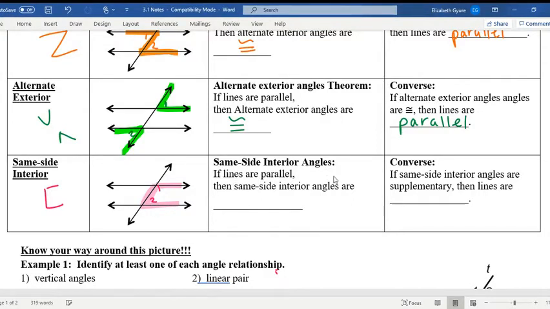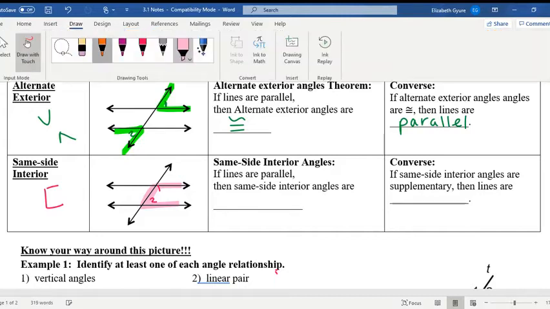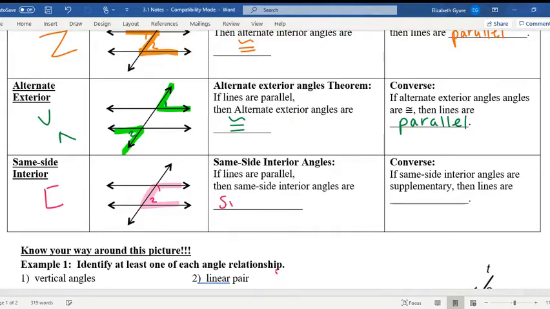In this situation, if your lines are parallel, then same side interior angles are going to be supplementary. And if same side interior angles are supplementary, then your lines will be parallel. So that's the only one that's a little bit different. Any questions yet? The rest is pretty much just identifying and doing some examples.